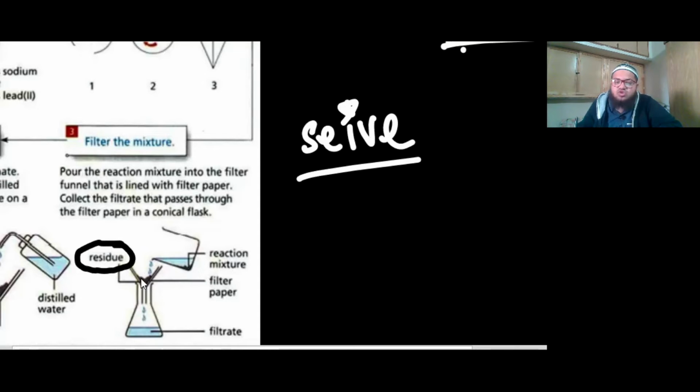What is residue? The solid which is left on the filter paper after this filtration process is called a residue, whereas the liquid that passes through the filter paper and the filter funnel into the conical flask, that's called a filtrate. Okay, so remember, you have to use a conical flask for filtration, on which you place a conical funnel, and the conical funnel sits on the conical flask, and in the funnel you place the filter paper, and in that you add this mixture. The solid is left as a residue and the filtrate passes out.